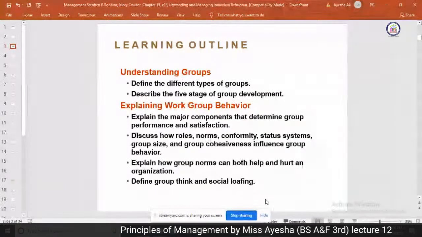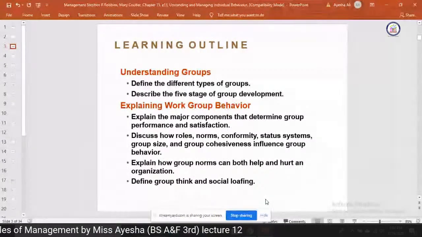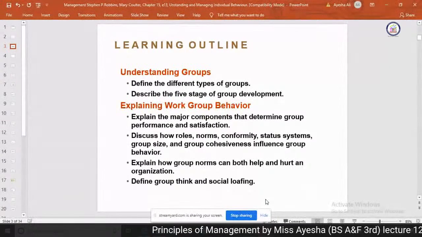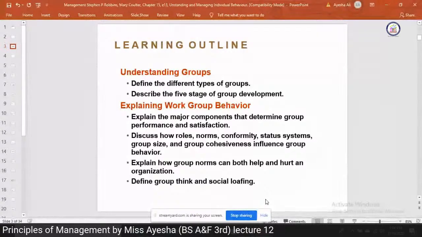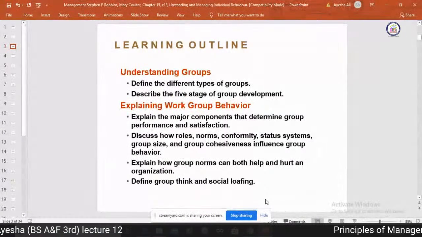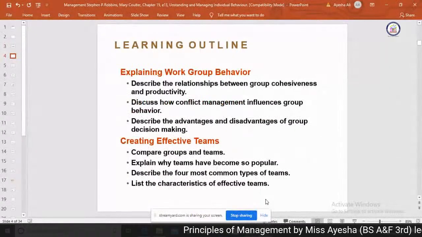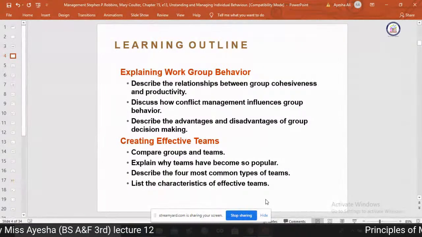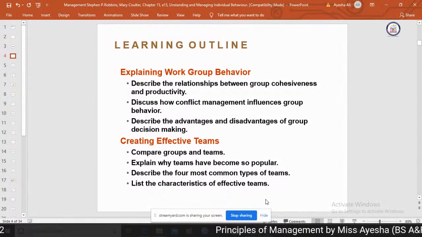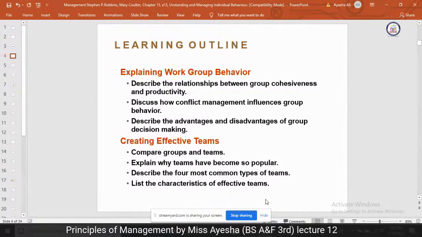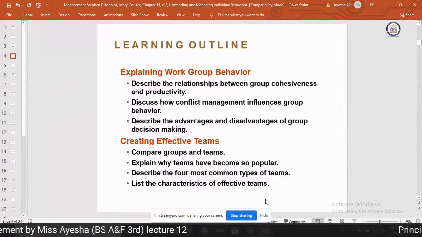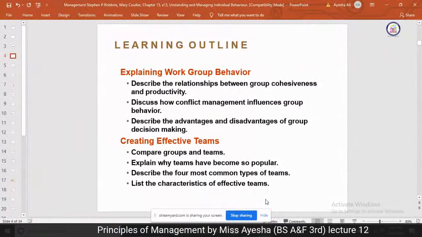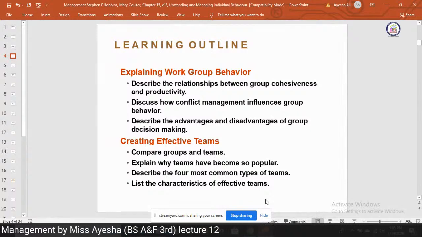and explain the major components, group performance and satisfaction, and the roles, norms, conformity, and status systems, group size, and group cohesiveness, and influence on group behavior, and define groupthink and social loafing. We are also trying to cover relationship and conflict management, and advantages and disadvantages of group decision making. This is one part of the chapter, and the second part is related to teams and types of teams and so on.